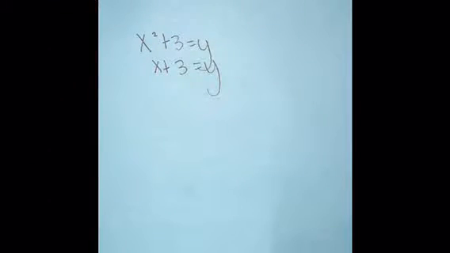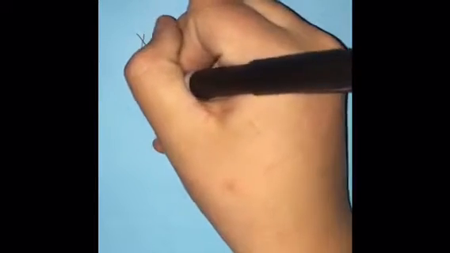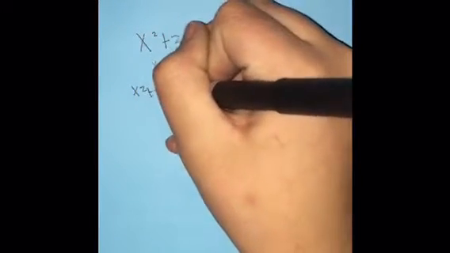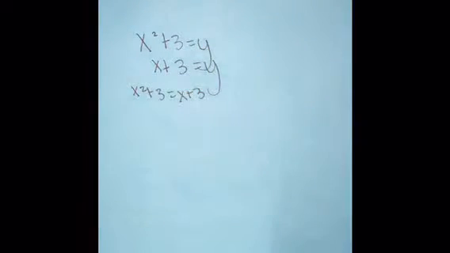For our first example of solving quadratic and linear systems algebraically, our system is x squared plus 3 equals y, which is our quadratic function, and x plus 3 equals y, which is our linear function. What we're going to do is use substitution. So we're going to start out by setting these equal to each other, because they're both equal to y.